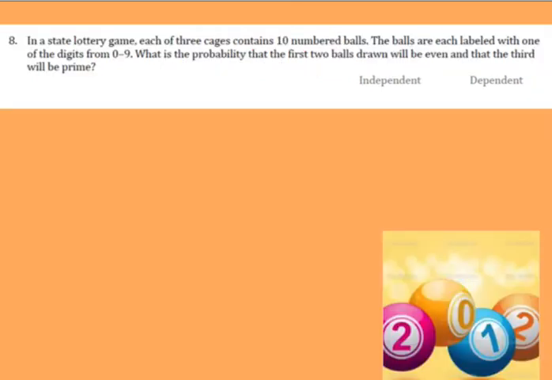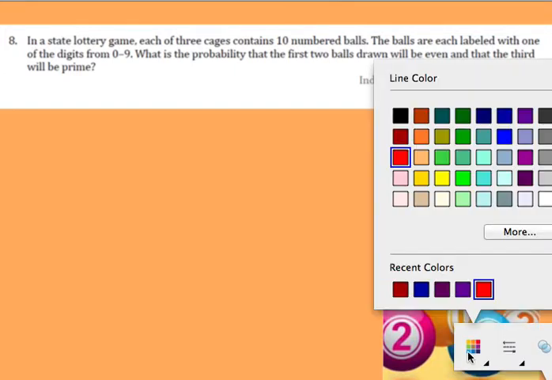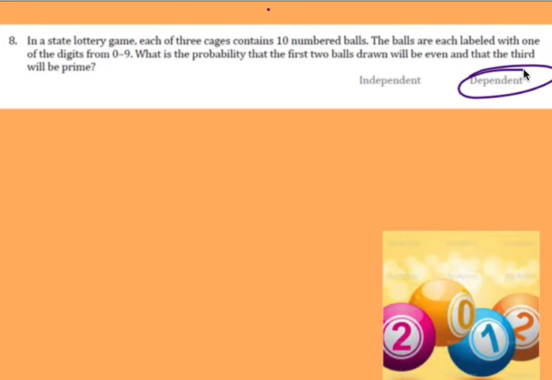Let's take a look at number 8. In the state lottery game, each of the 3 cages contains 10 numbered balls. The balls are each labeled with the digits 0 through 9. What is the probability that the first 2 balls drawn will be even and that the third will be prime? Well, let's think about this logically, right? If we're drawing the balls out, once we draw a number, we're not going to put it back in. So this is going to be a dependent event because our total is going to be changing.